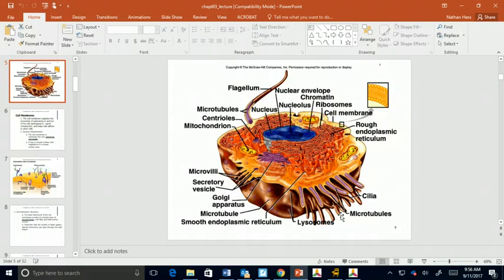Cilia, not ciliae, cilia. Cilia is also dealing with movement, but it's moving fluids. So basically, you put all of these cilia, they line an opening to your body.